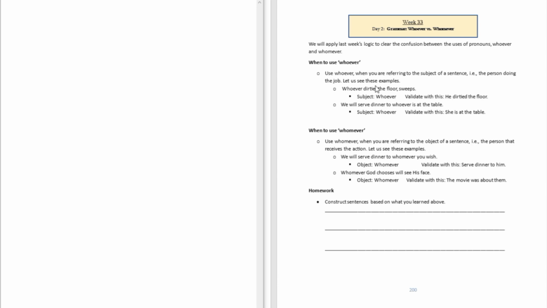So you use whoever when you're referring to the subject of a sentence, i.e. the person that is going to be doing the job. Let us see these examples over here. Whoever dirties the floor sweeps. The subject here is referring to the person who dirties the floor. Did you see how that works? The subject of a sentence is the person that's doing the action. The action over here is dirtying the floor, right? So the person who dirties the floor is the person who's going to sweep the floor. Okay, so whoever dirties the floor sweeps.